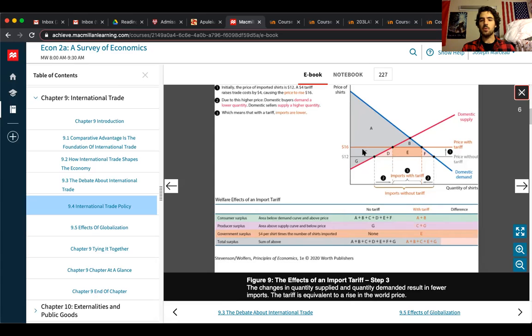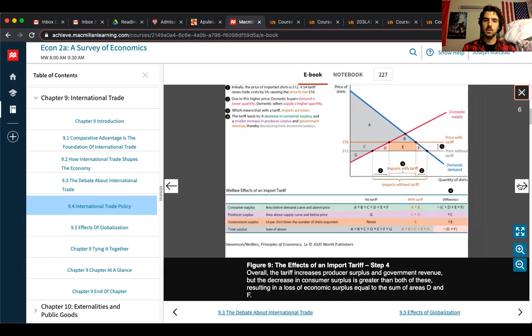You notice how imports, when you just have the world price, when you first introduce them, they make up the gap. Now there's less of a gap to fill. The imports fill the gap that's equivalent to the space that the government surplus takes up. It's a decrease in consumer surplus, a smaller increase in producer surplus, and government revenue, thereby decreasing the total economic surplus. It's always going to decrease the total economic surplus. Yeah, I think always. Yeah.